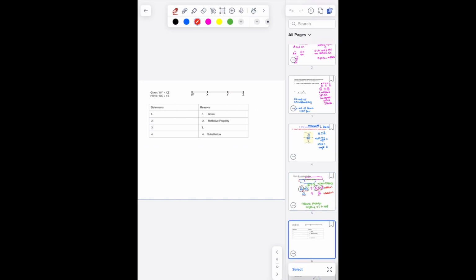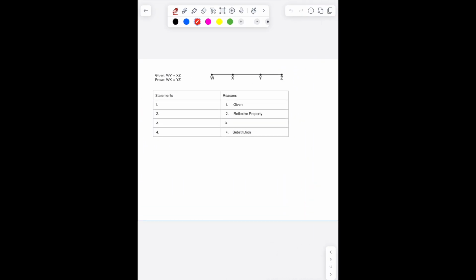Let's try another example. Here, we're given that WY is congruent to XZ. And what we need to arrive at is we need to prove that WX is congruent to YZ. Now this time, I see that we're starting with longer segments, and the segments that we need to prove something about are shorter. So instead of addition, because we don't need to make things bigger this time, we're going to use subtraction because we need to actually make things smaller. So this time, we're going to use subtraction.